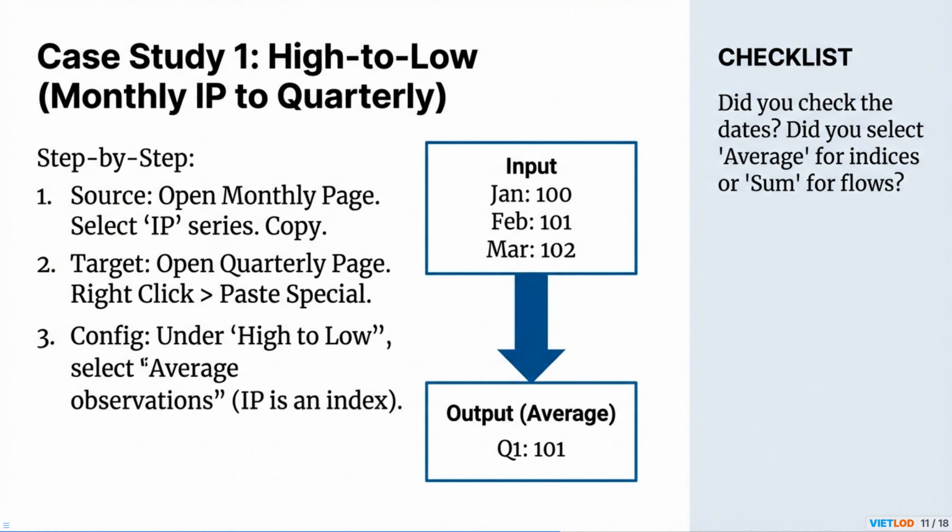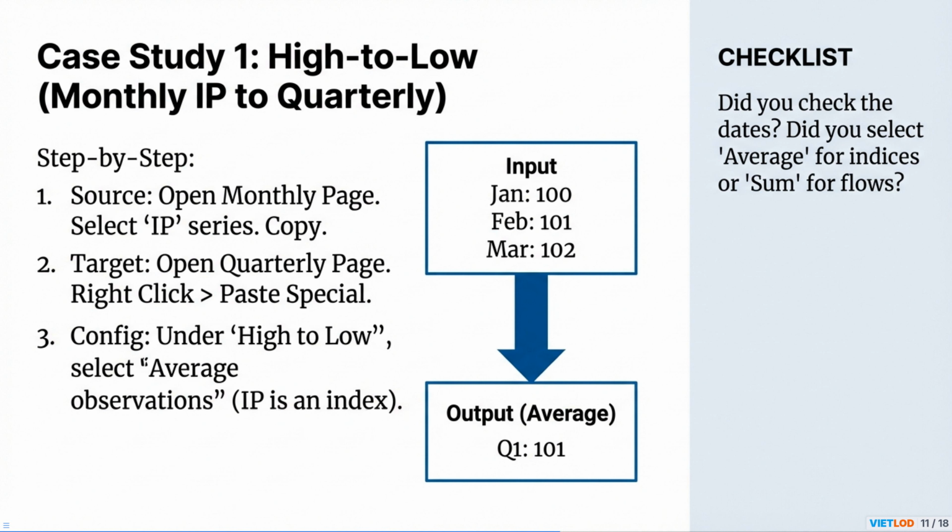Let's convert monthly industrial production, or IP, to a quarterly frequency. First, open the workfile page with your monthly data, select the IP series, and copy it. Next, navigate to the target workfile page, which should be set to a quarterly frequency. Right-click and select Paste Special. In the dialog box, under the High to Low conversion method, select Average Observations. We choose average because IP is an index, not a total volume.